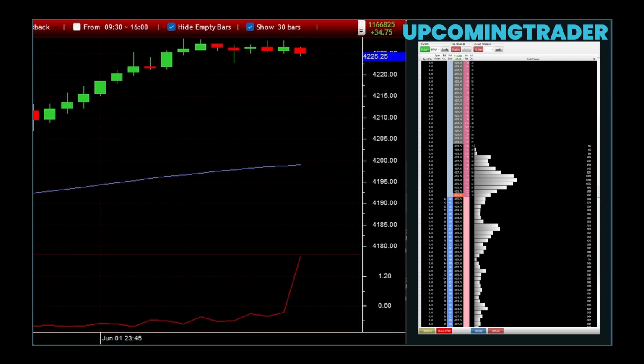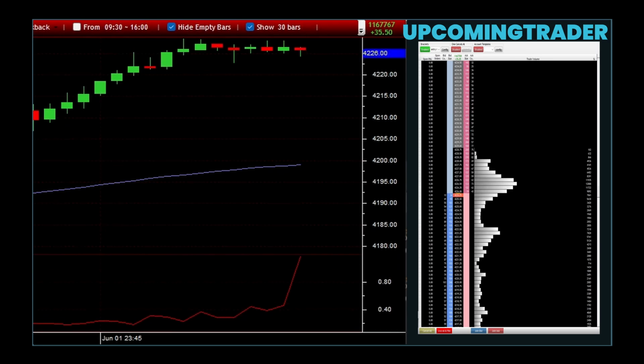Volume shows the number of shares traded during a given period, and it's a powerful indicator of market interest. When you see high volume accompanying a price movement, it can confirm the strength of that movement, indicating that there's significant participation from traders. On the other hand, low volume might suggest a lack of interest or momentum, hinting that the price movement could be weaker or less reliable.